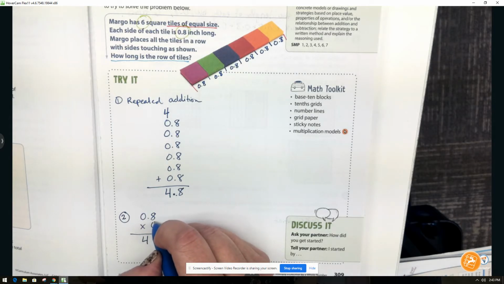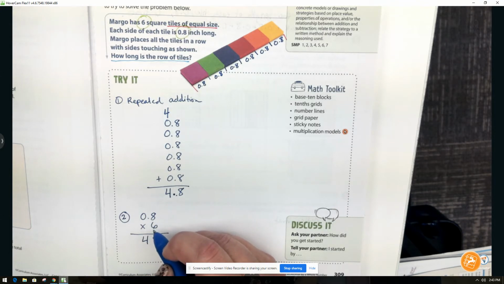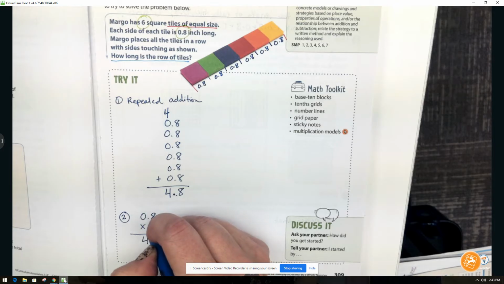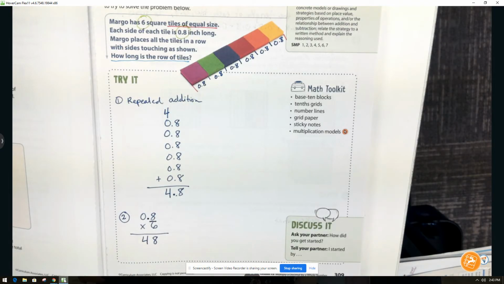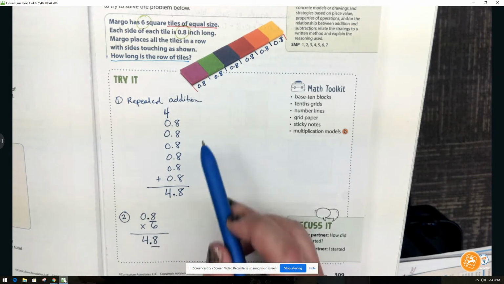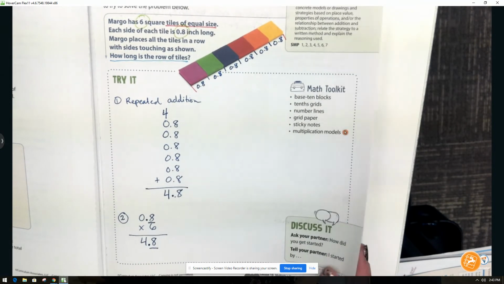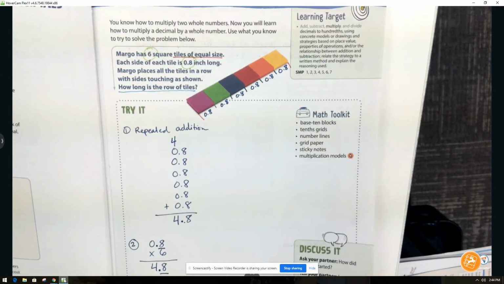Then I can see here that I'm multiplying a whole number by a tenth. So when I multiply a whole number times a tenth, I have to look at where my decimal goes. For example, I can see that I have my decimal and then I have one digit after my decimal. So that means in my answer, I need to have one digit after my decimal. So when you look at how many digits come after your decimal, that's how many digits are going to come after your decimal in your answer as well. So these are two different ways you could have gotten to the correct answer. Let's go ahead and go to page 310.